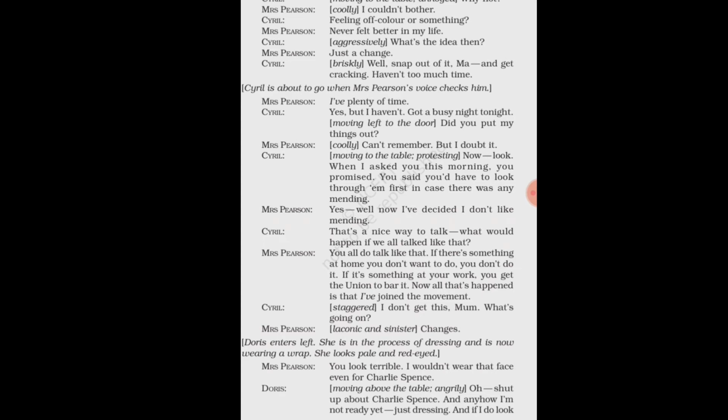Changes. So Doris enters left, and she's in the process of dressing and now wearing a wrap, and she looks pale and red-eyed. So Mrs. Pearson says, you look terrible, and I wouldn't wear that face even for Charlie Spence. Doris, moving to the table angrily: Oh, shut up about Charlie Spence. And anyhow, I'm not ready yet. I'm just dressing, and if I do look terrible, it's your fault. You made me cry. Cyril, curious: Why? What did she do?